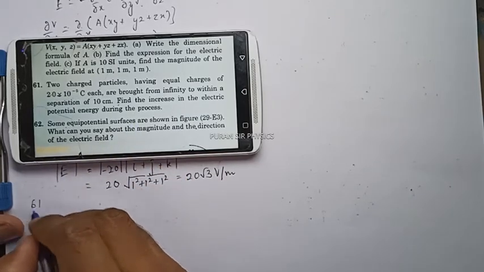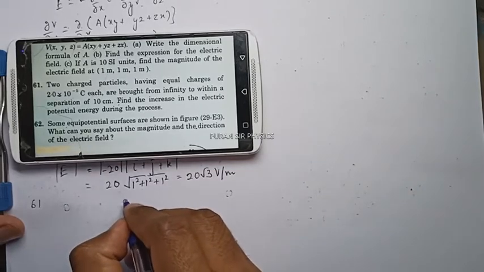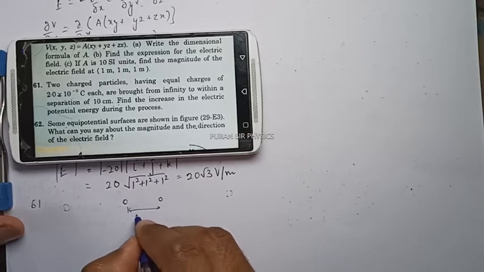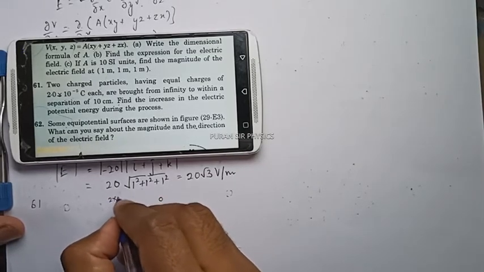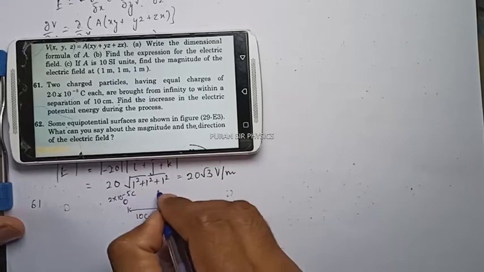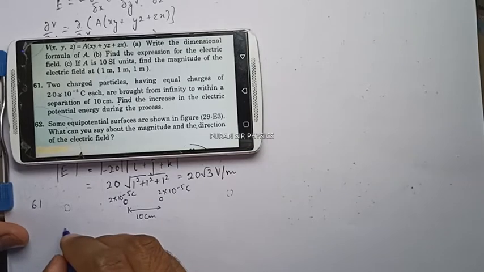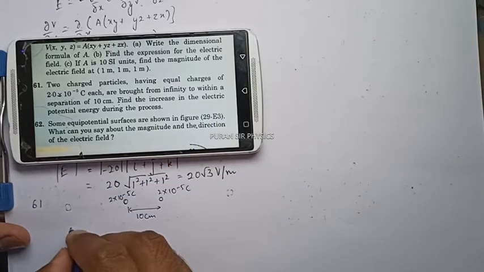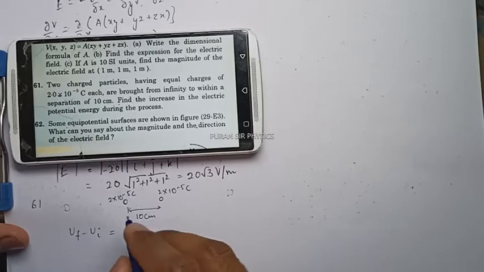So in question number 61, there were two charges which were at infinity and they were brought together at a separation of 10 centimeter. So the charge is 2 into 10 raised to minus 5 coulomb, 2 into 10 raised to minus 5 coulomb. So find the increase in the electric potential energy. So U final minus U initial will be your increase in electric potential energy.